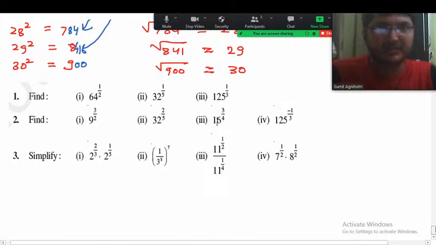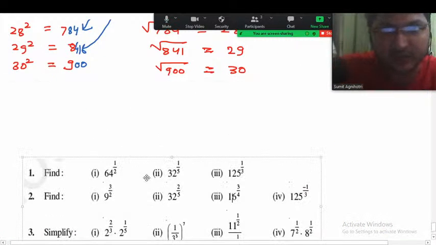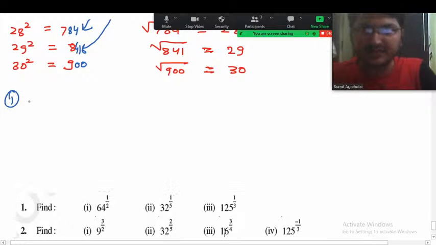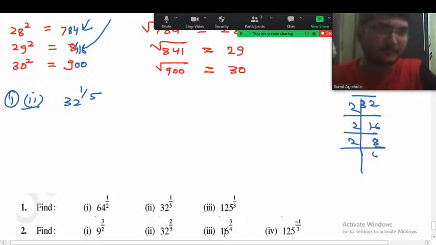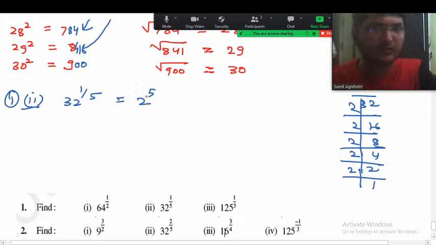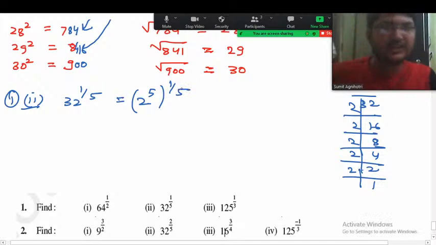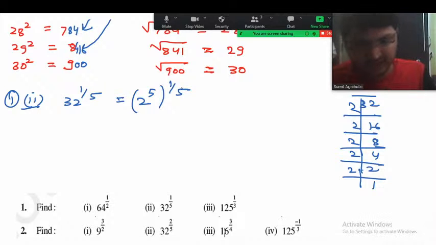Now we should solve the second part, 32 raised to the power 1 over 5. The second part can be solved very easily if we factorize 32. You just keep on solving all of them. What is the power of 2? If you want to write 32 as a power of 2, how many 2s are there? Tell me how many powers of 2 are there? Yes, exactly, 5 powers of 2 are there.